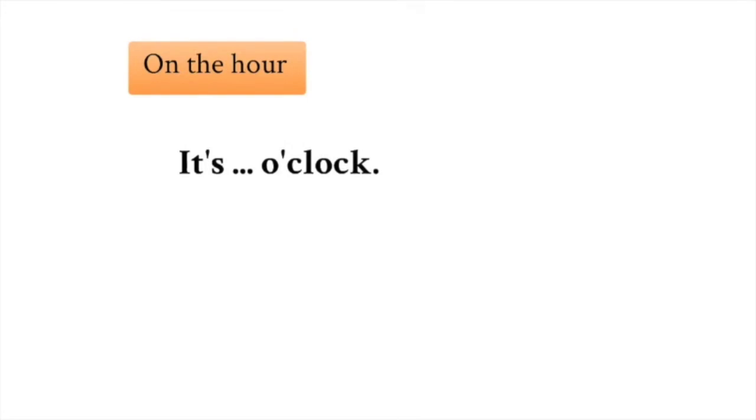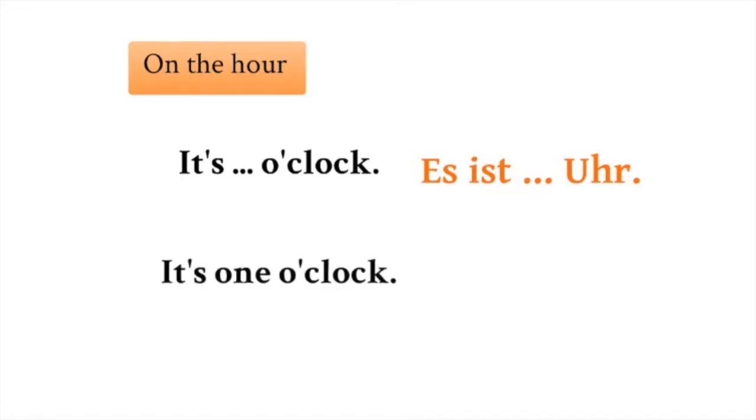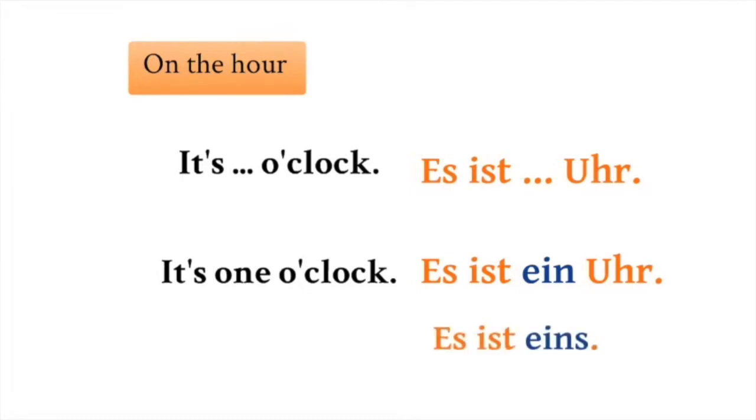Now we will start with how to tell the time on the hour. The first phrase is it's o'clock. In German you would say es ist Uhr. For example, it's 1 o'clock, we would say es ist 1 Uhr. If you want to say in a short form it's 1, then you would say es ist eins.